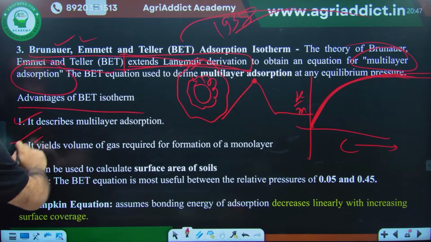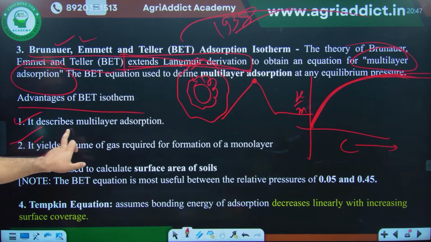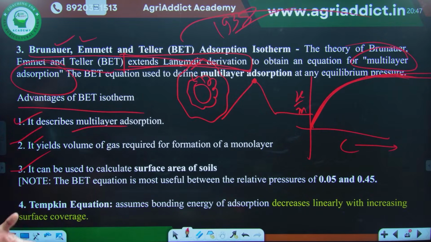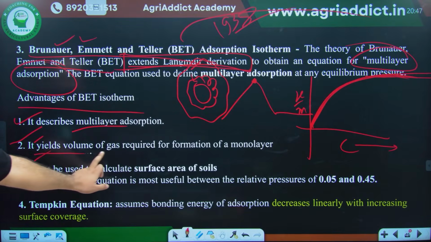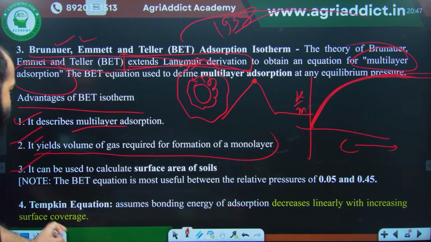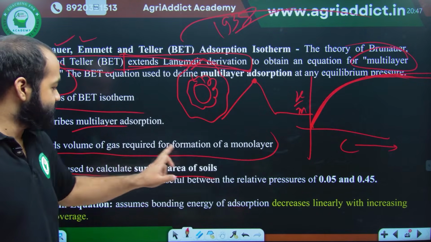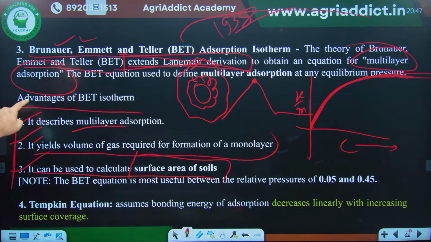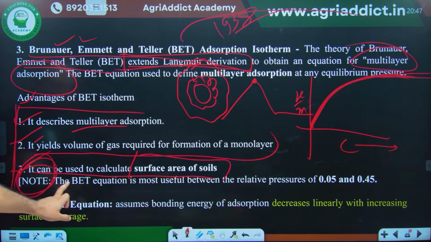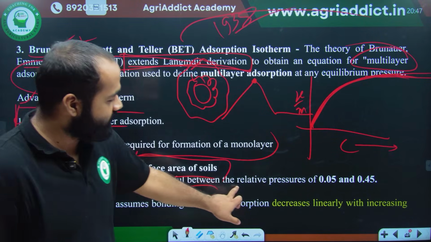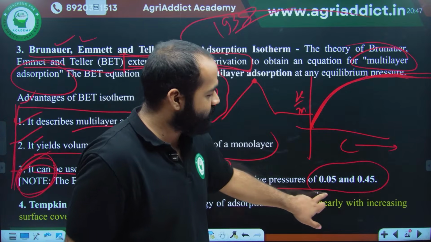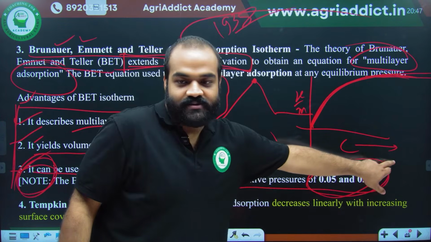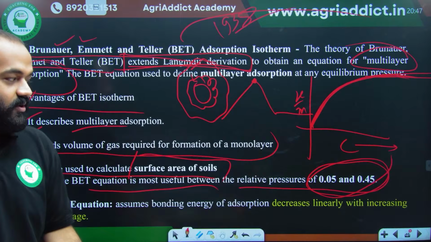Advantages, these three advantages are very important. It describes multi-layer adsorption, जो इसके पहले कोई कर नहीं पाया था. It yields volume of gas required for formation of monolayer. It can be used to calculate the surface area. यही तीन लाइन से, these three statements are the three questions. These three lines you should remember, and also this note is also another question. BET equation is most useful between the relative pressure of 0.05 to 0.45. This is also a very important question.